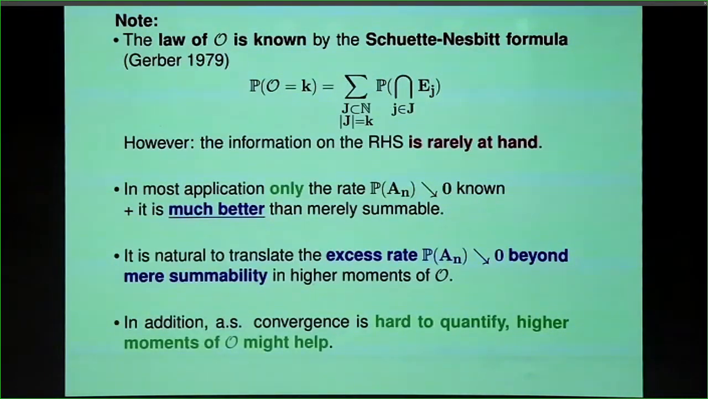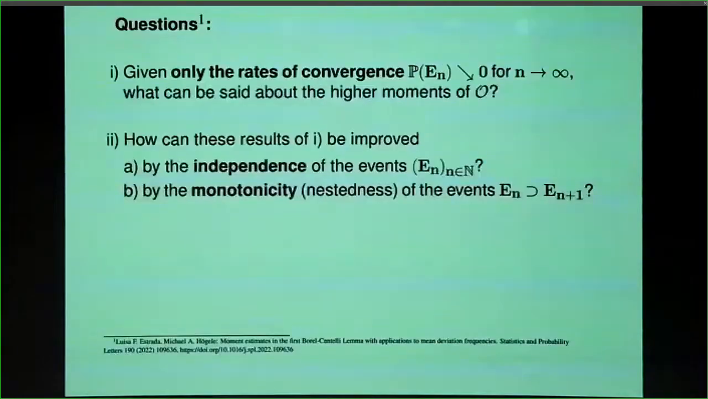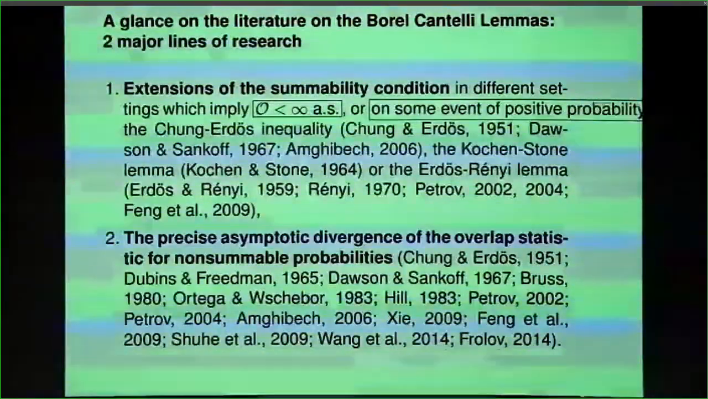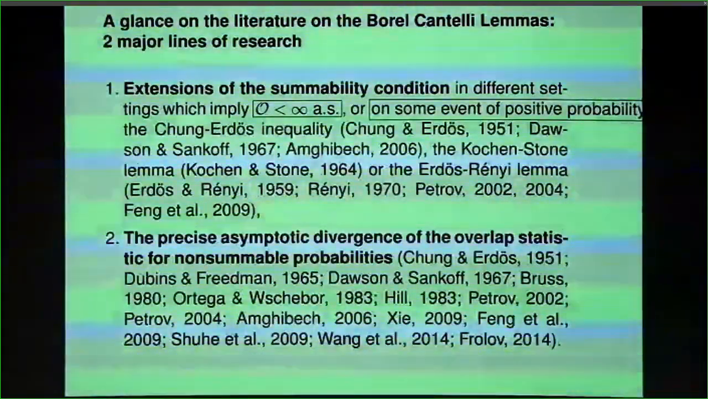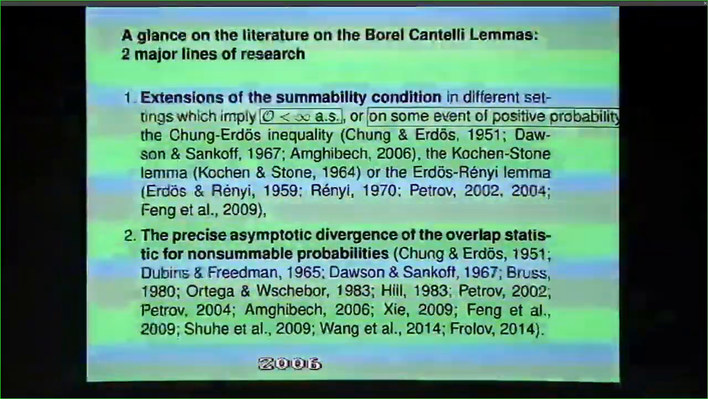So you should be able to translate this excess of summability into something like higher moments, higher summabilities of O. Okay, so this is quite natural to ask. And here, higher moments are maybe the thing to go. Of course, I'm not the first person to look at the first Borel Cantelli lemma. There are a lot of things to be seen. So, in general, there are two lines of research. Just, time does not permit to go into these.